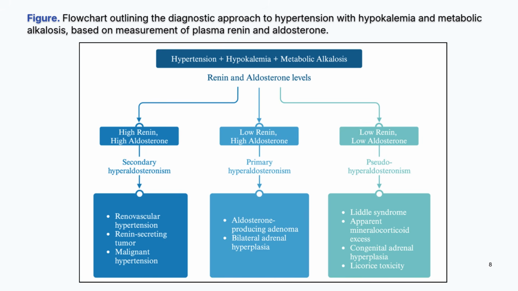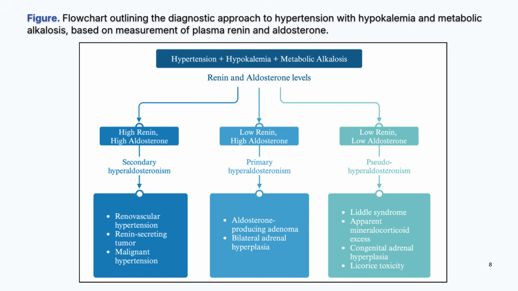And then on the right side is a subtle but high-yield group, low renin and low aldosterone. This is the pseudohyperaldosteronism category. Liddle, apparent mineralocorticoid excess, congenital adrenal gland defects, and even licorice toxicity. These conditions behave like aldosterone excess, but aldosterone itself is quiet. That's the kind of nuance that doesn't always come through clearly in textbooks, but the physiology makes perfect sense when you see it in an organized way.